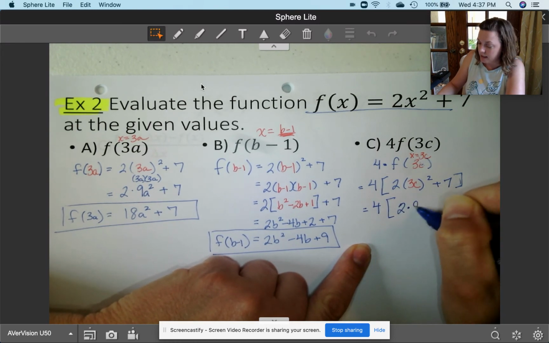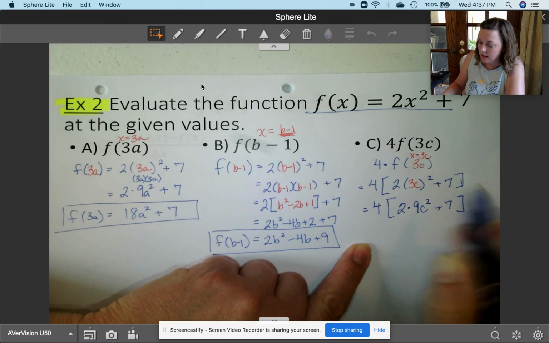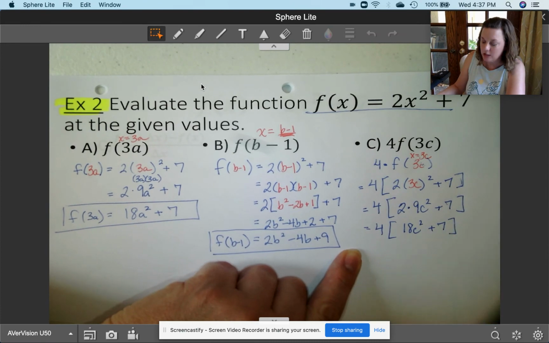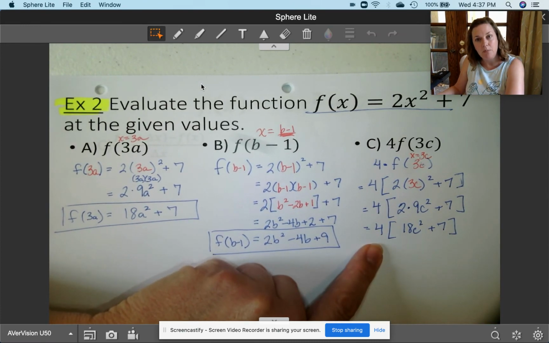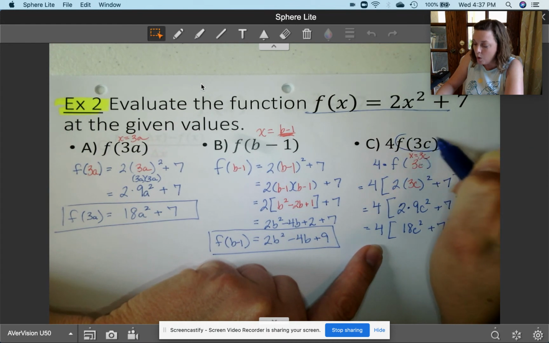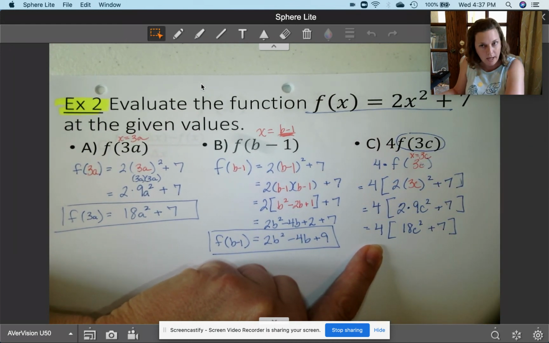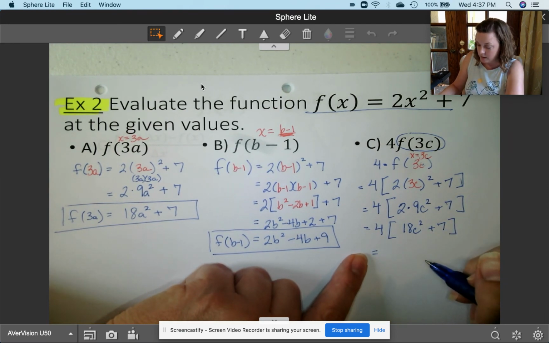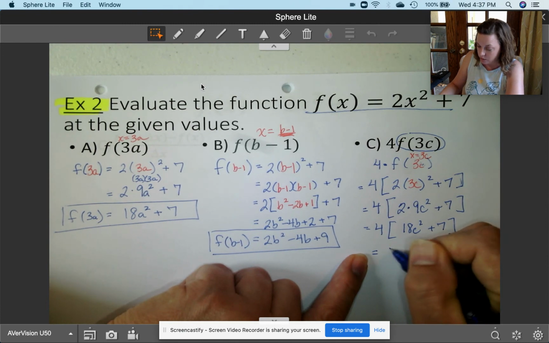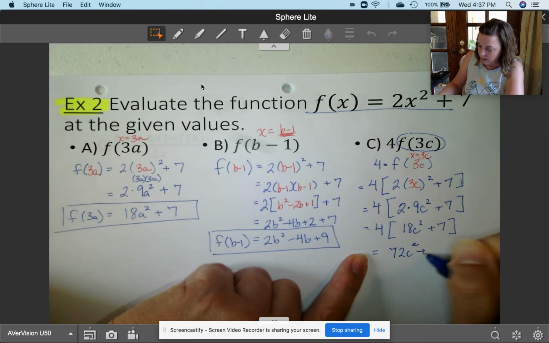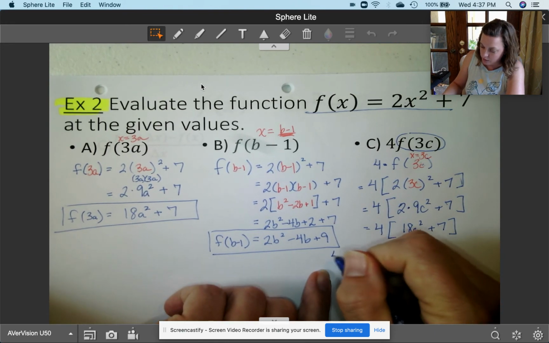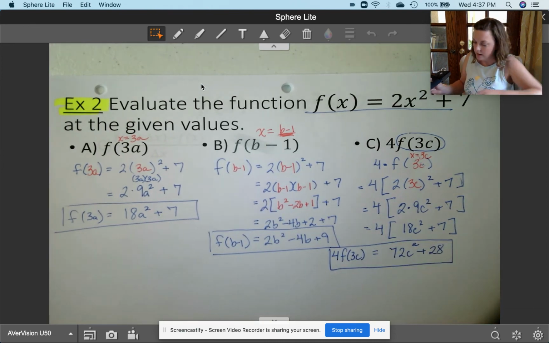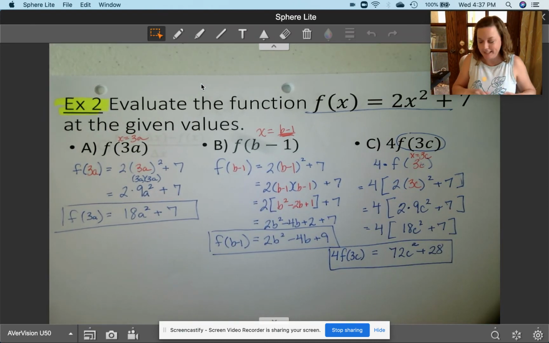3c times 3c is 9c squared. That's going to get multiplied by the 2. So we get 18c squared plus 7. I can't do anything more than that, but we still need to multiply the whole function, the whole entire thing by 4. I don't know what 4 times 18 is. 4 times 20 is 80 minus 8. So 72c squared plus 28. So 4 f of 3c equals 72c squared plus 28. Hopefully my math was right.